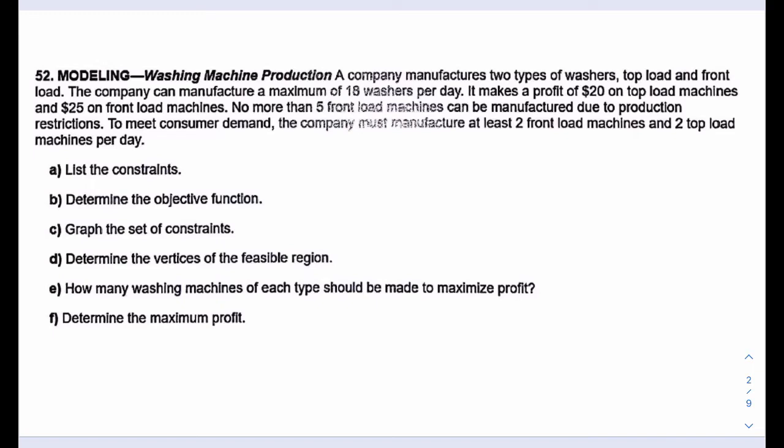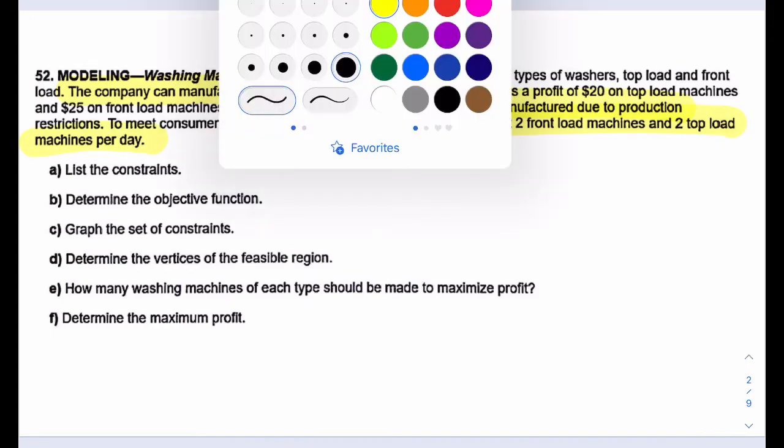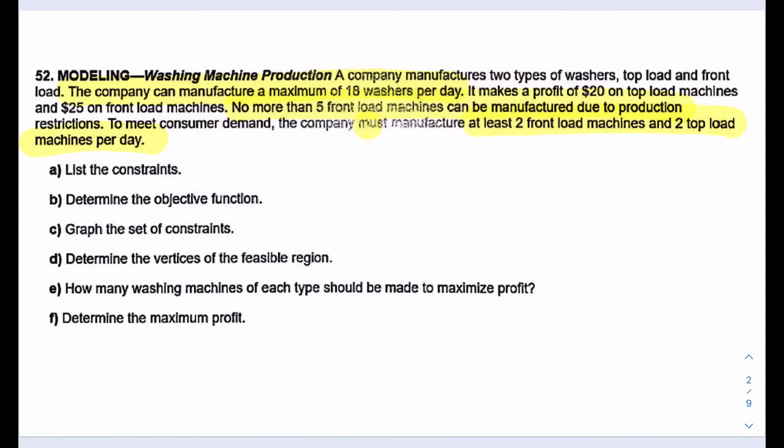I'm going to highlight them first. I see that here's one constraint. No more. Here's another one. At least 2 front load and 2 top load. Okay, and then the objective function I'll highlight in orange. So it looks like we're going to probably maximize, there we go, the profit.